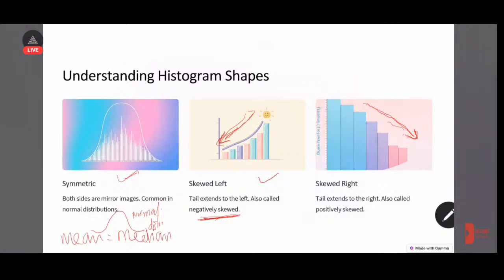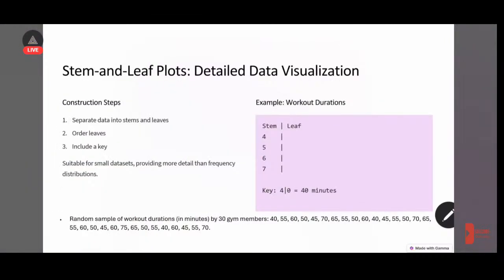So we have it skewed to the left and skewed to the right. And the next thing we have here is stem and leaf plots. The stem and leaf plot is another way to visualize your data, and it's very easy and straightforward. How do we do the stem and leaf plots? Number one, we separate the data into stems and leaves. Just like you have a tree, we have the stem, the branch, the root, the leaves. So here we call it the stem and the leaf.